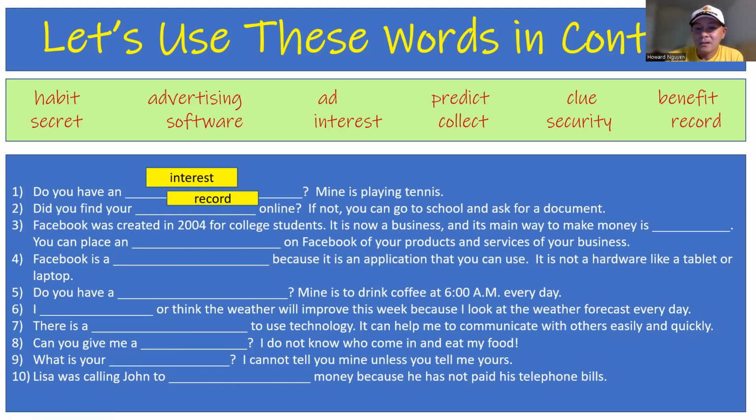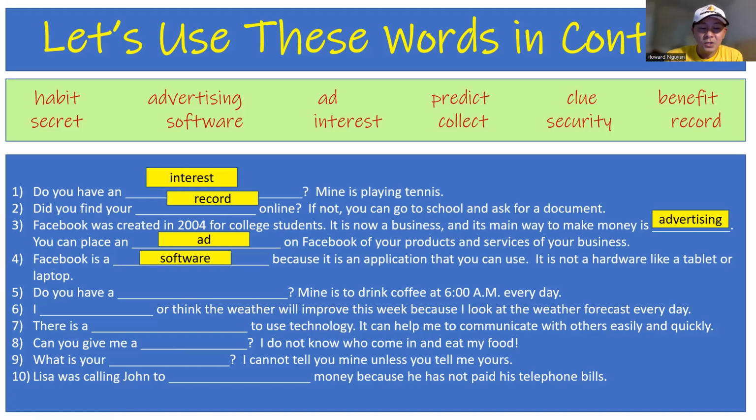So its main way to make money is advertising. You can place an ad on Facebook of your products and services of your business. Number 4, Facebook is a blank, a software, because it is an application that you can use. It is not a hardware like a tablet or a laptop.